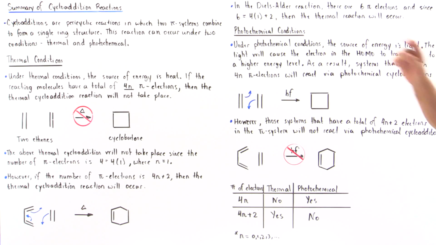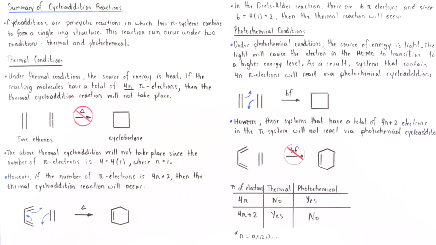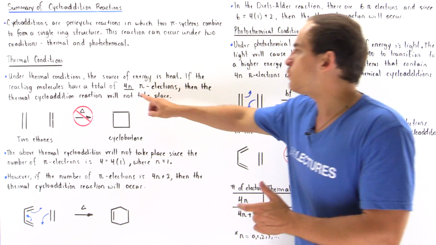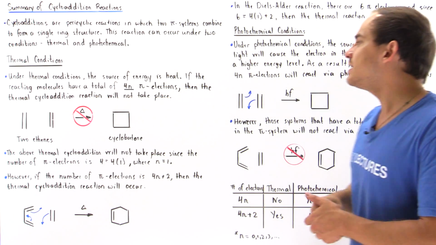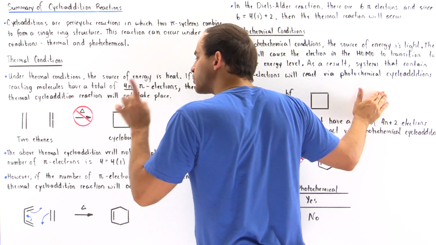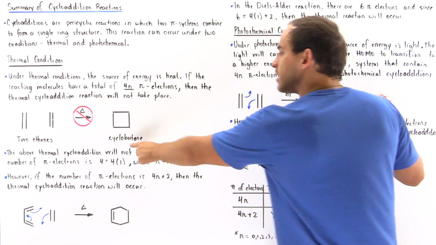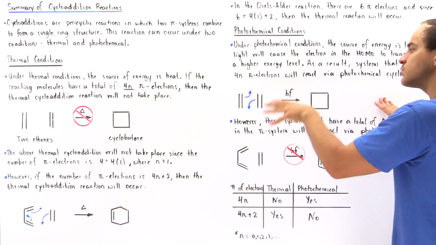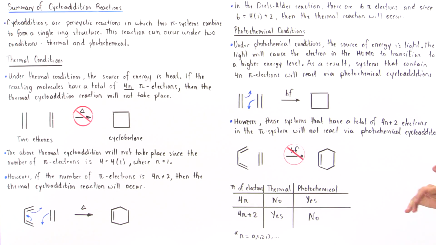So for photochemical cycloaddition reactions, if we have 4n pi electrons in our system, then our photochemical cycloaddition reaction will take place. But with 4n pi electrons under thermal conditions, we saw the reaction did not take place. So these two ethenes could not react in a one-step mechanism to produce the cyclobutane, but in this case, the reaction will take place as long as our conditions are photochemical.